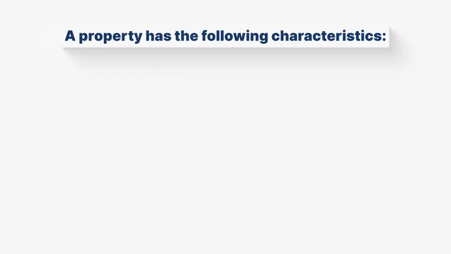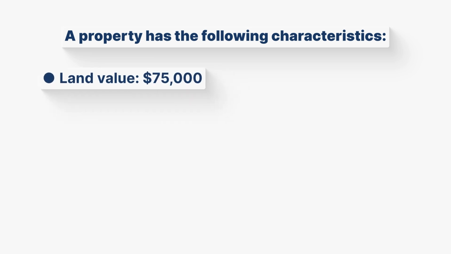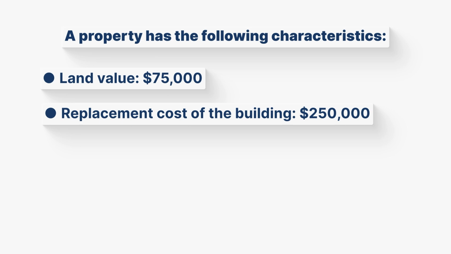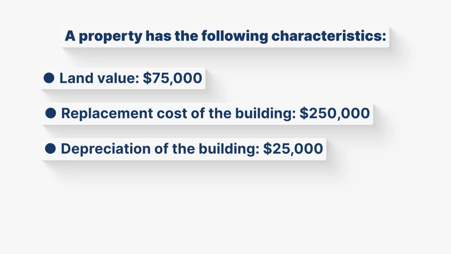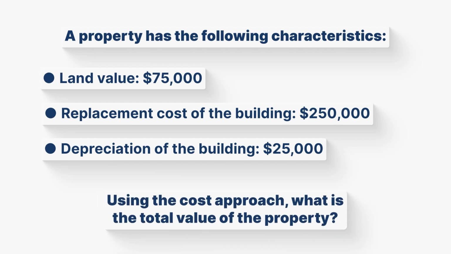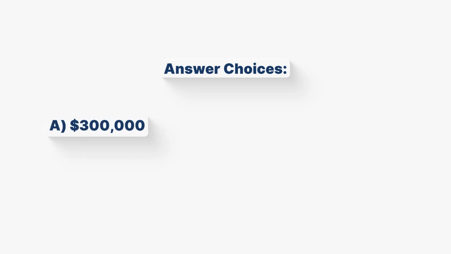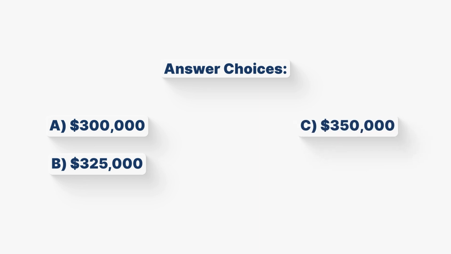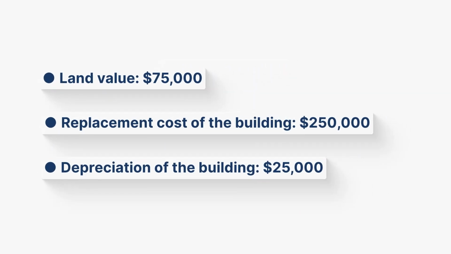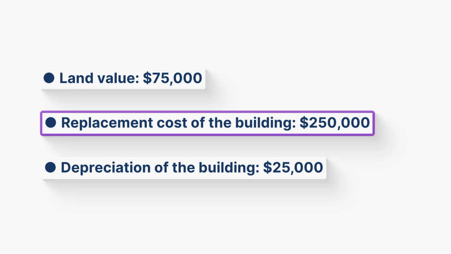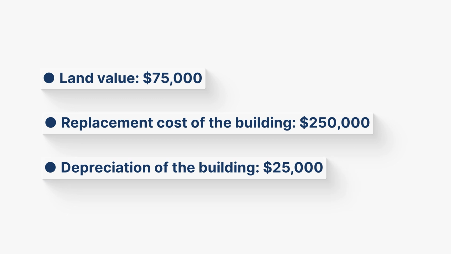A property has the following characteristics. Land value, $75,000. Replacement cost of the building, $250,000. Depreciation of the building, $25,000. Using the cost approach, what is the total value of the property? Answer choices: A, $300,000, B, $325,000, C, $350,000, D, $375,000. As always, we note the data the question gives us. We have the land value, $75,000, the replacement cost of the building, $250,000, and the depreciation of the building, $25,000.